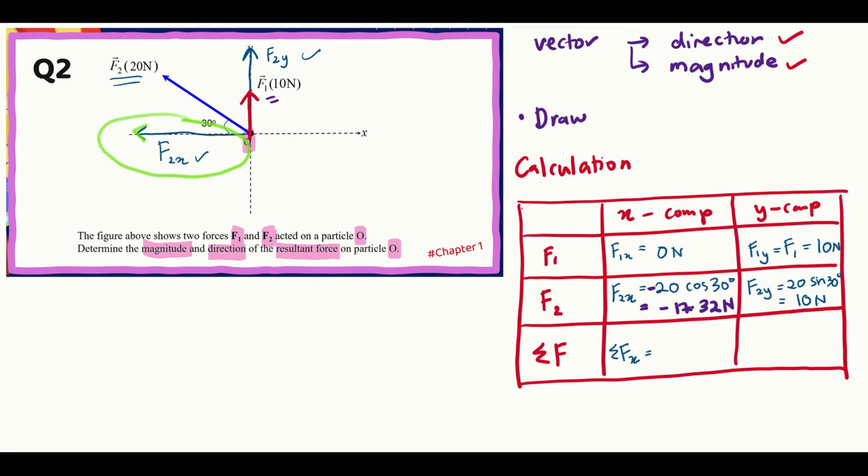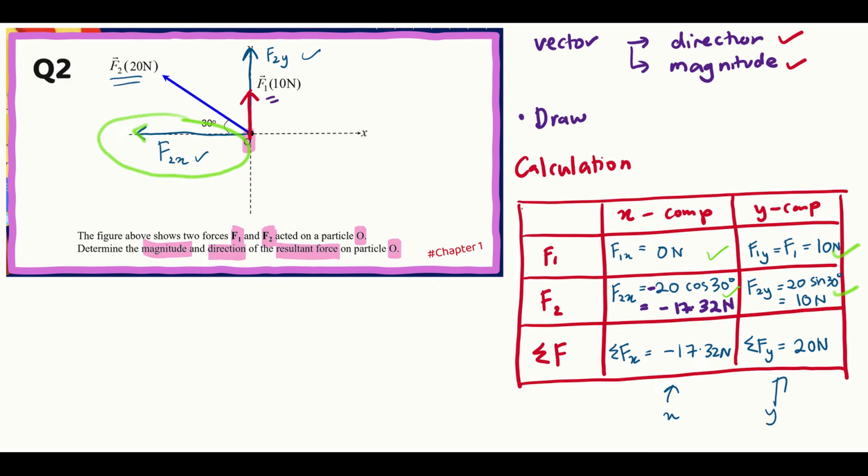Then the bottom part here is the summation of force for the x-axis. You need to sum up the first and the second one for the x component. When you total up the numbers, you are supposed to have negative 17.32 Newton. And for the summation of Fy, we add up this number and this number, so 10 plus 10 is 20 Newton. That is the magnitude only for x and y.